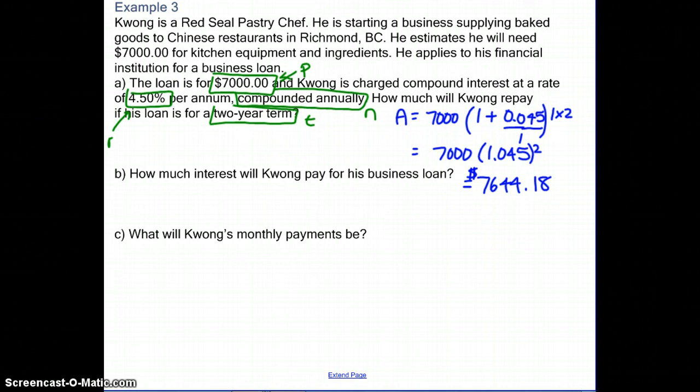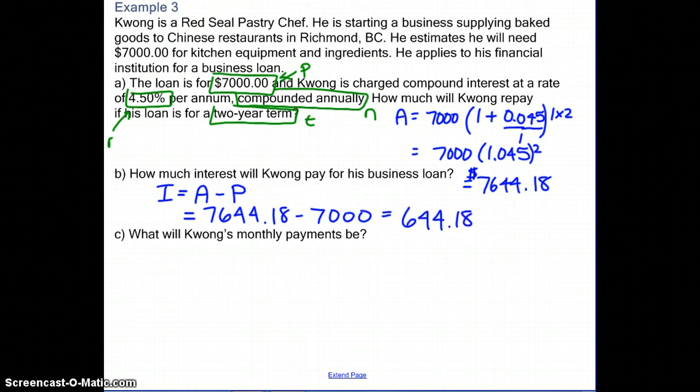How much interest is this? Well, to find interest, we just take our total, subtract our principal. So here we have our total, which is $7,644.18 minus our principal of $7,000. To get our interest is $644.18. So that's how much extra he's paying.